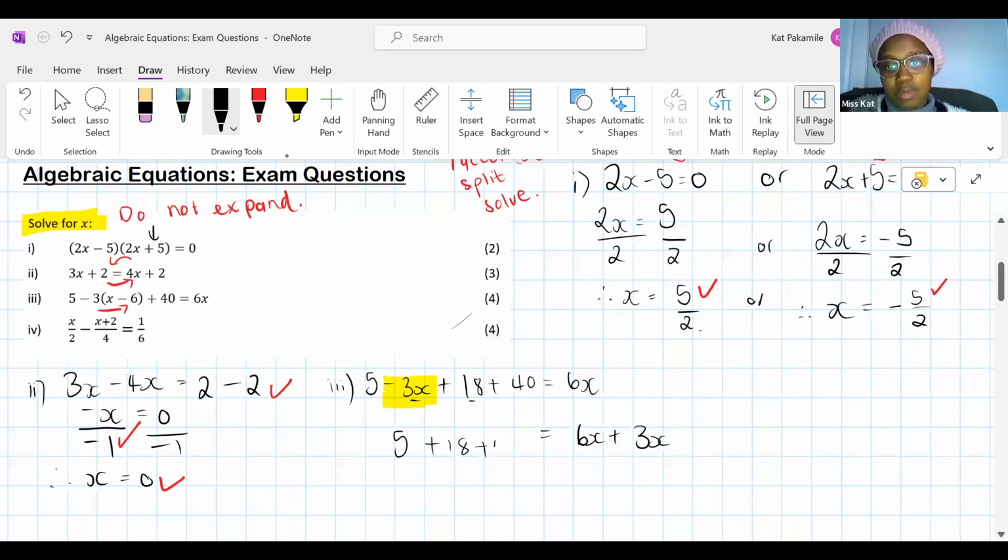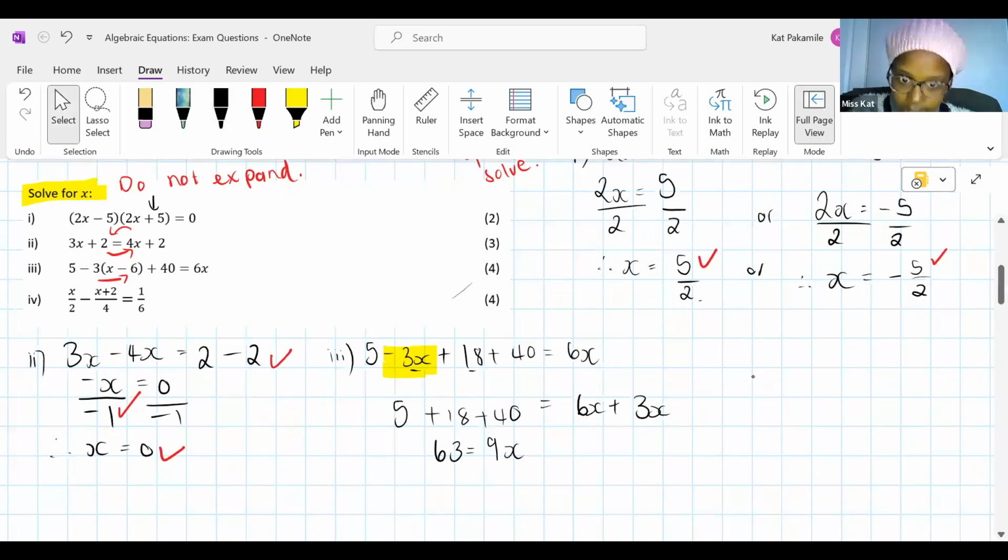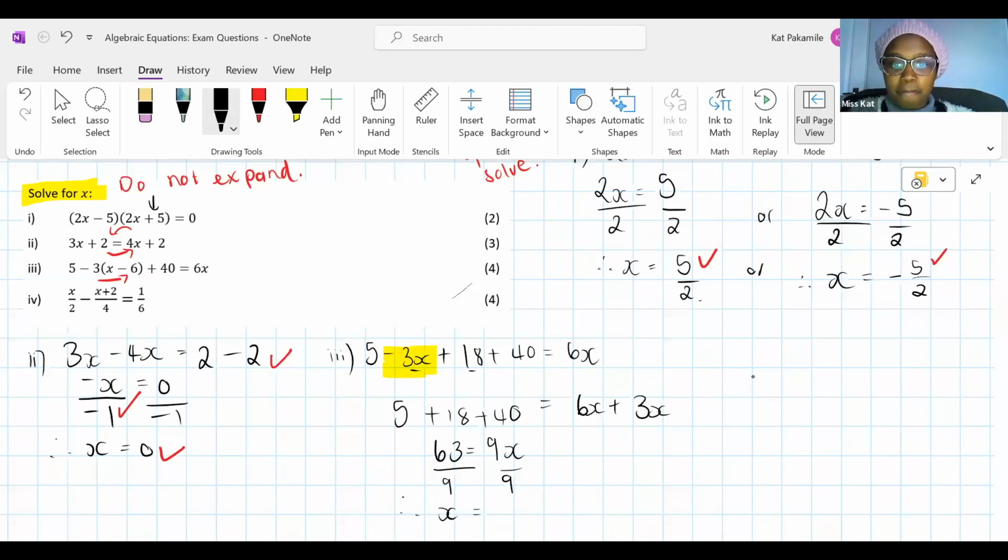I have no idea how much that is. How much is that? Let's add. 58 plus, how much is that? Equals to 63. Oh my goodness. 63 equals, and then what's 6x plus 3x? 9x. Beautiful. Now what? 63 divided by 9 and 9x divided by 9, sorry. Therefore, how much is x? So x is equals to 7.